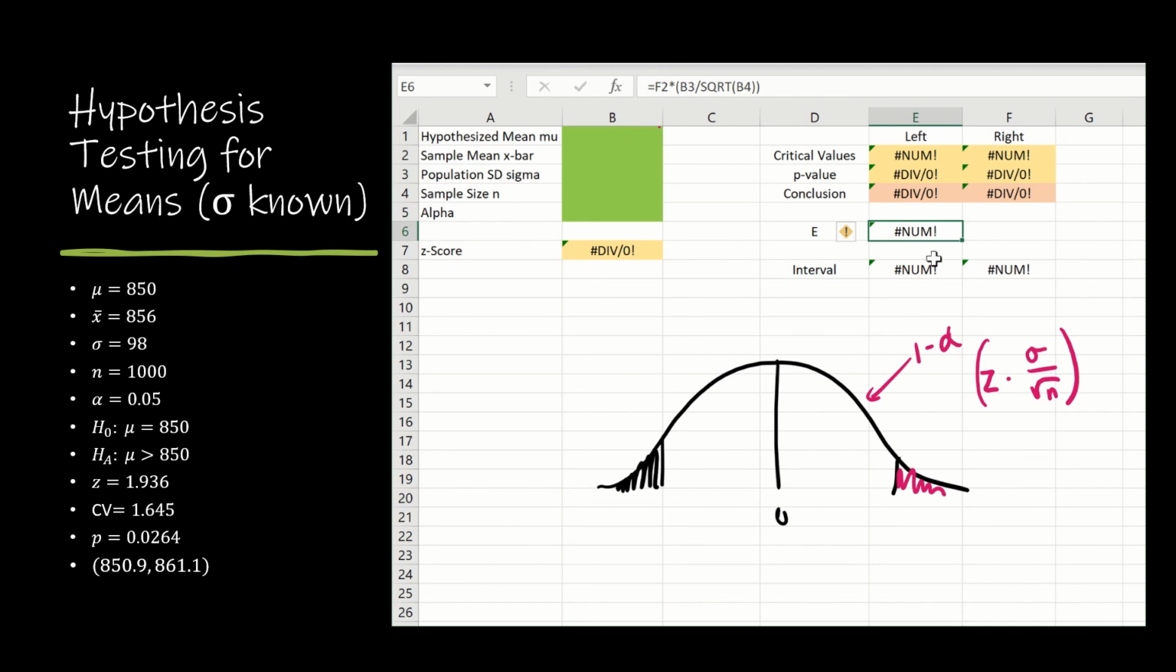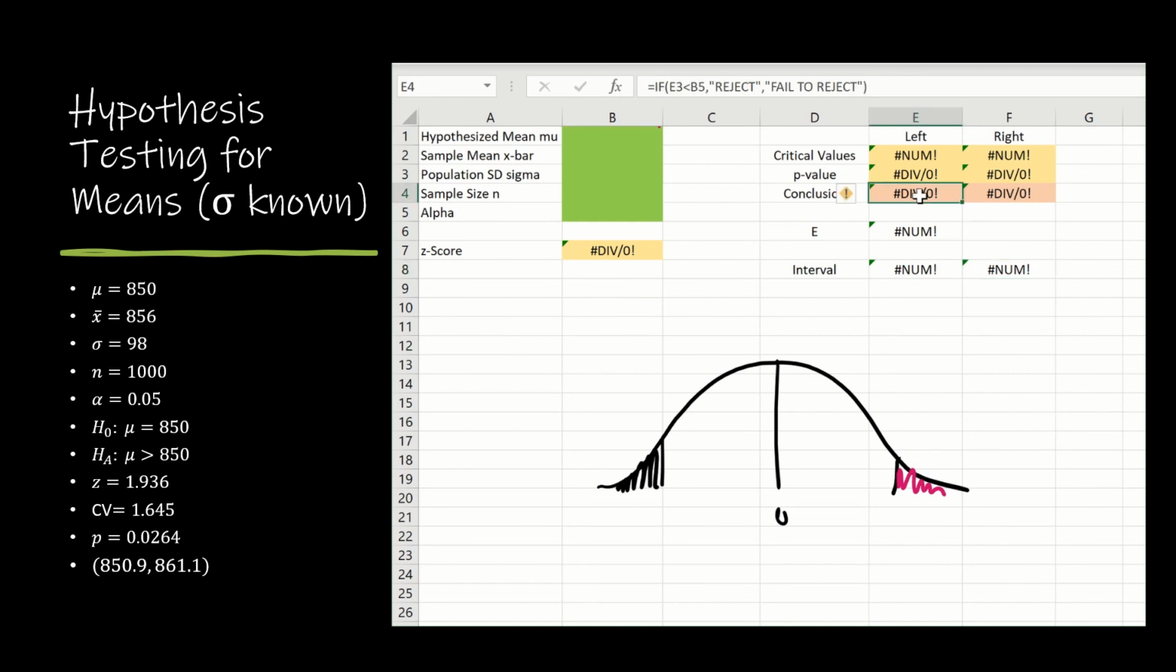For our interval, where is our interval centered? Always at the sample. So this is B2 minus the margin of error, and then B2 plus the margin of error. The last thing I included, which is just if you're an Excel dork like me, so if you're not an Excel dork, feel free to not include this.